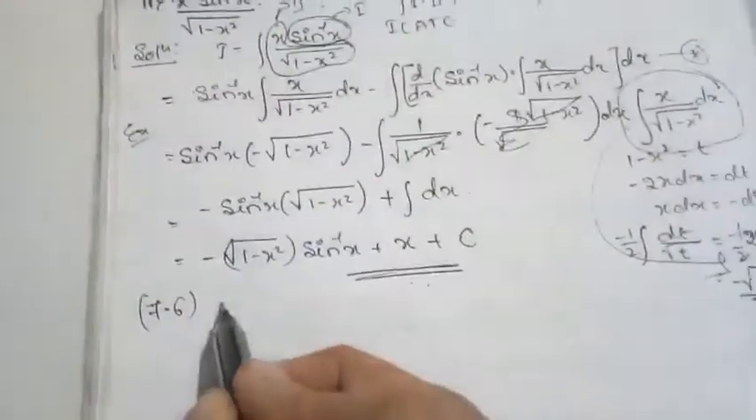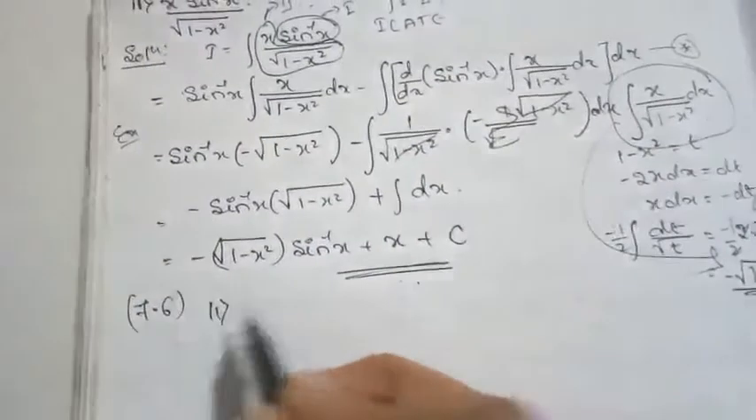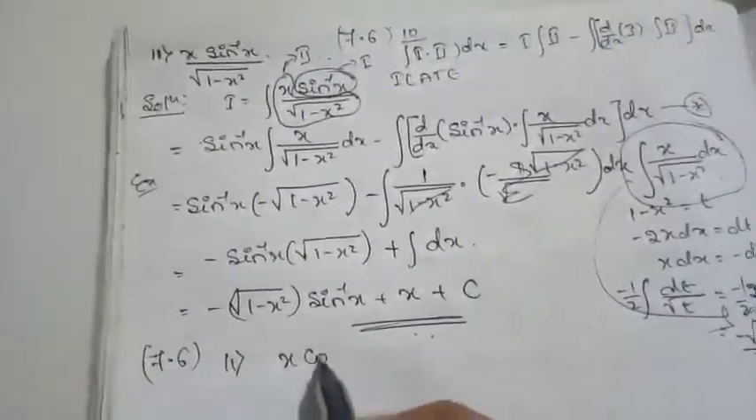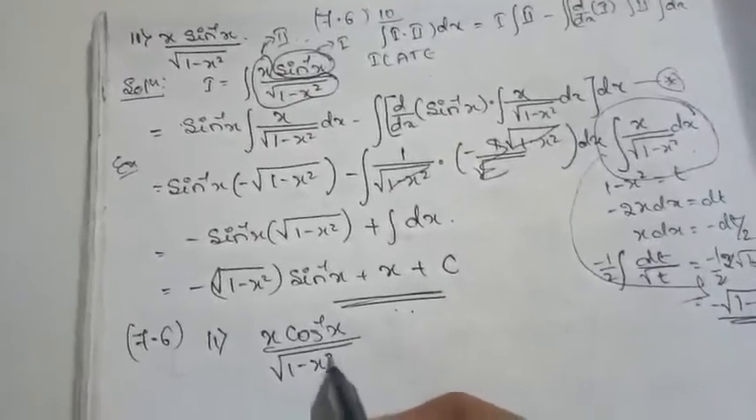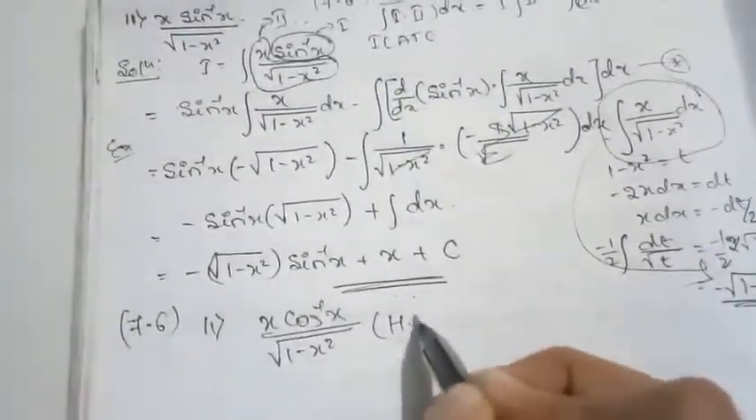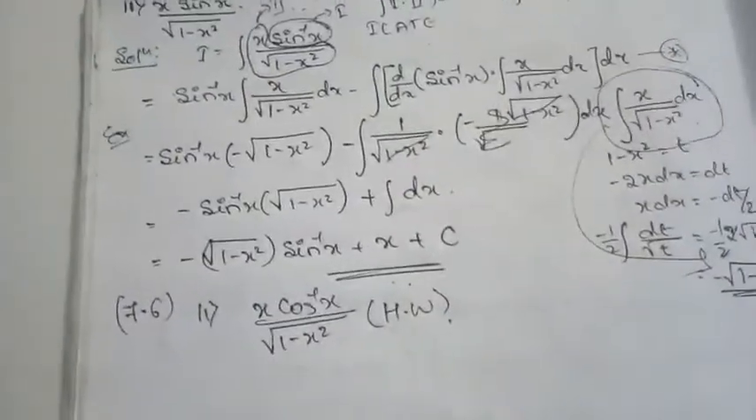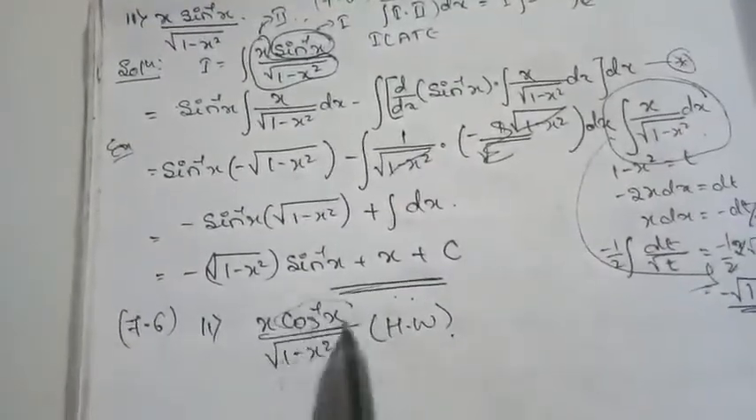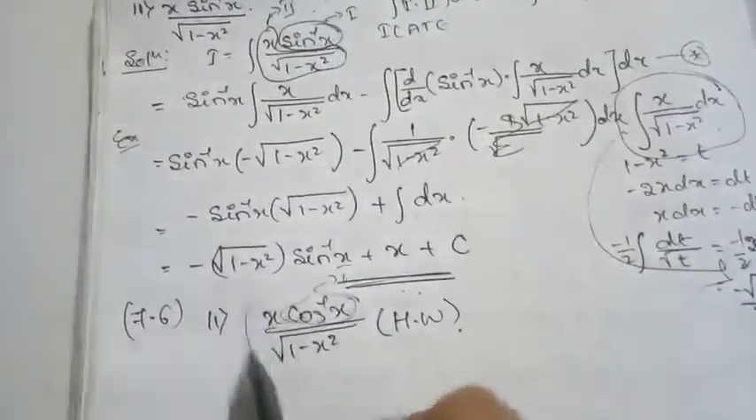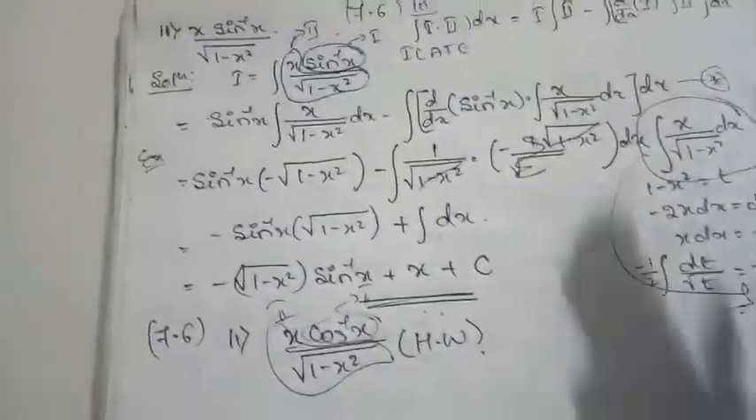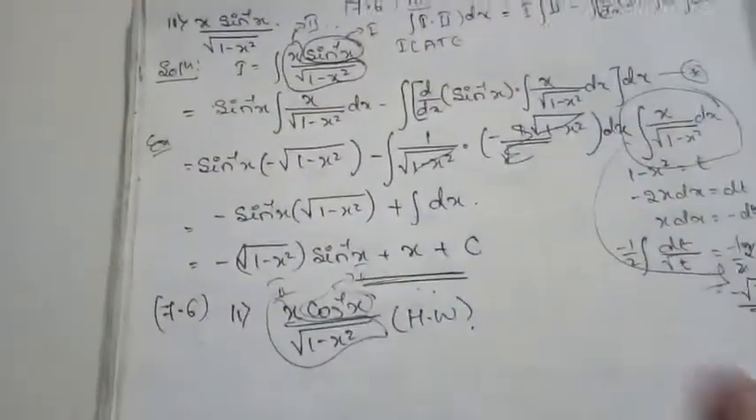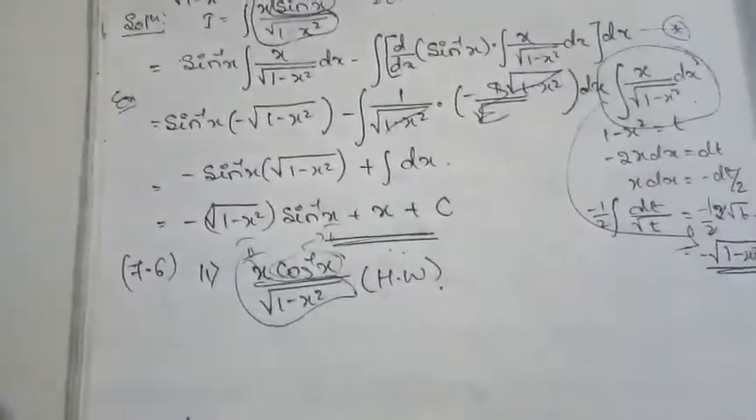Exercise 7.6, I think the 11th one, that problem: x into cos inverse of x divided by square root of 1 minus x square. I am giving this one as homework so that you can do it by yourself. Here also you can take cos inverse x as the first function and the rest as the second function, and you can continue the method like I did here. So this one is the homework for you.